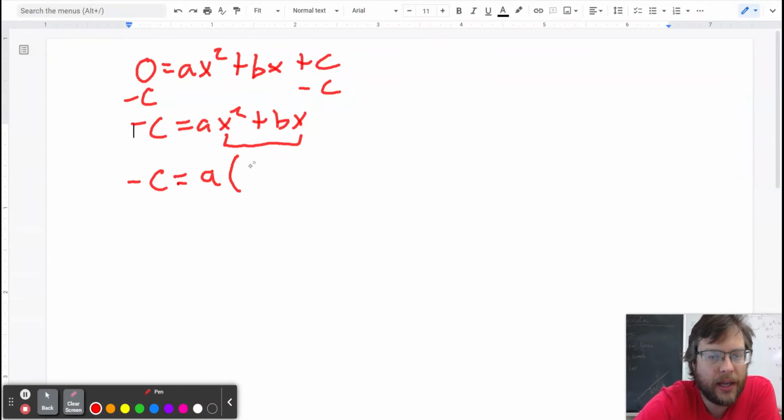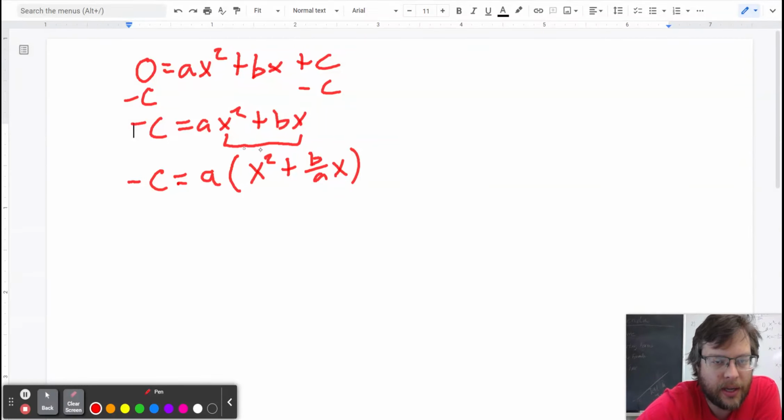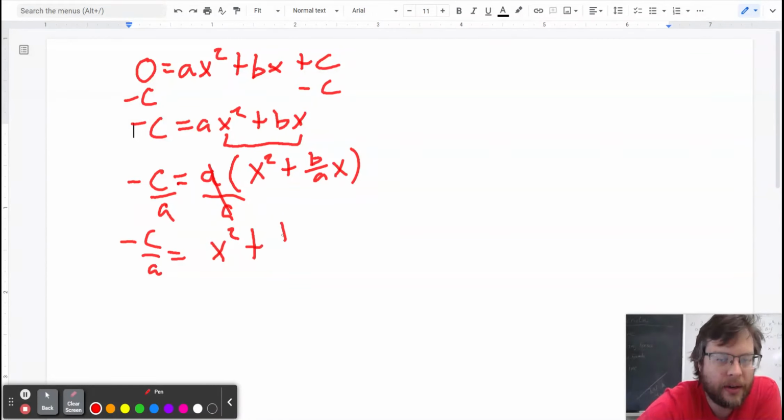Factor out an a, leaving me with x squared plus b over a x. Notice that if you just did the distributive property, you'd have a times x squared and a times b over a, which is just b. So all I did was divide out an a. And in fact, I can divide both sides by a, and I'm getting closer to having x all by itself. Now I've got x squared plus b over a x.